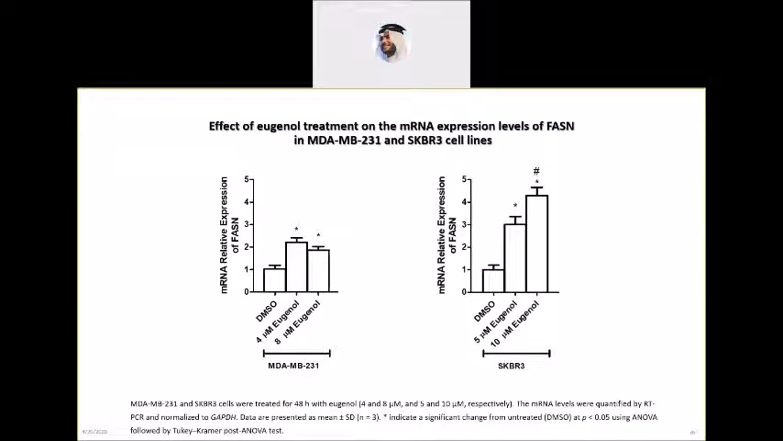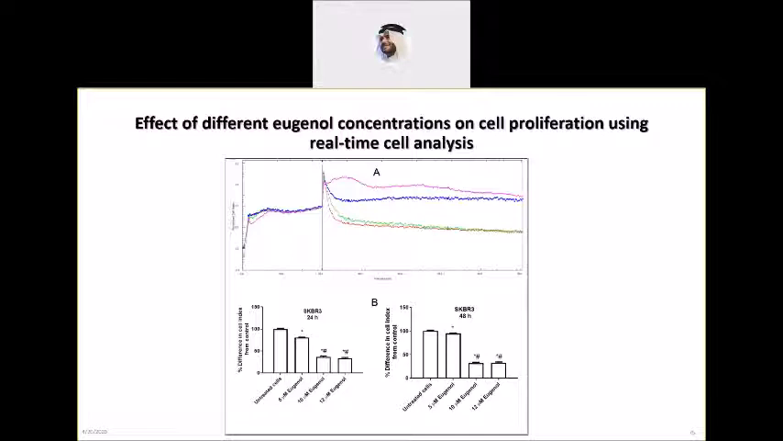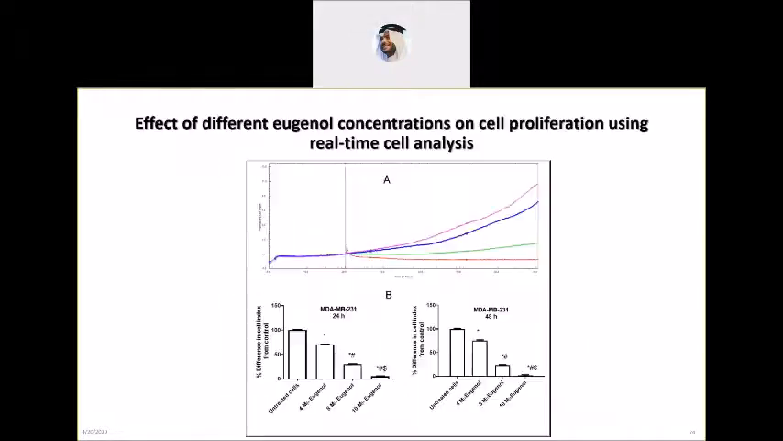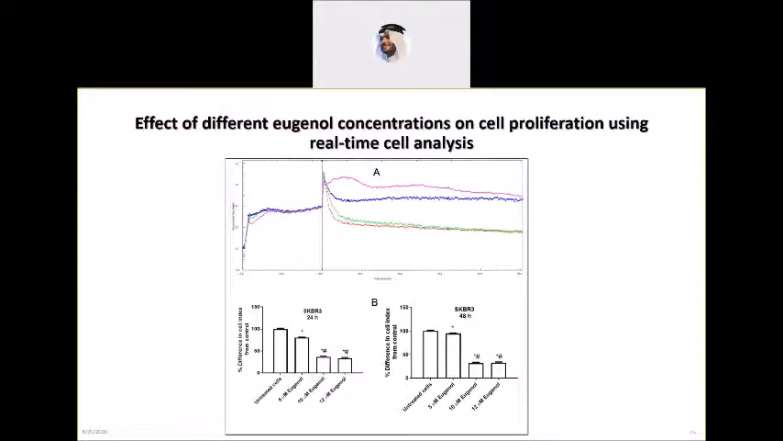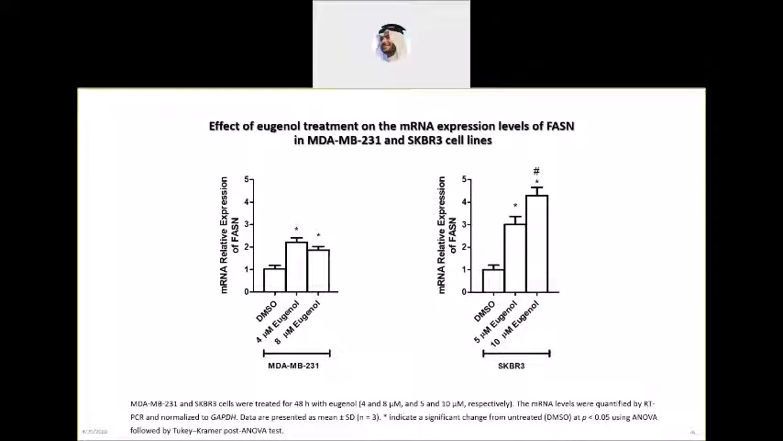Before that, it's important to mention that the IC50 that we have from the MTT and the RTCA system is almost similar. According to the IC50, we choose 2 doses for the MDA cells. We use 4 micromolar and 8 micromolar, and for the SKBR3 we use 5 micromolar and 10 micromolar.